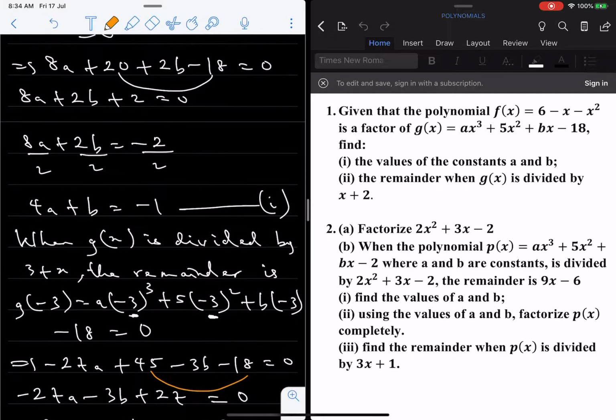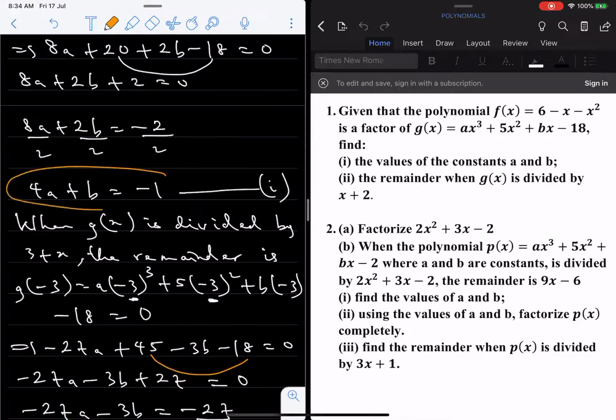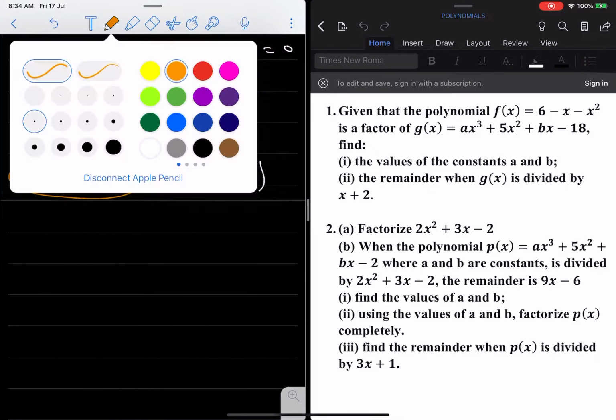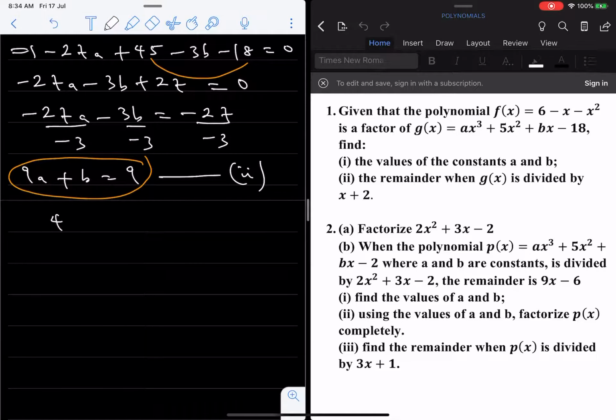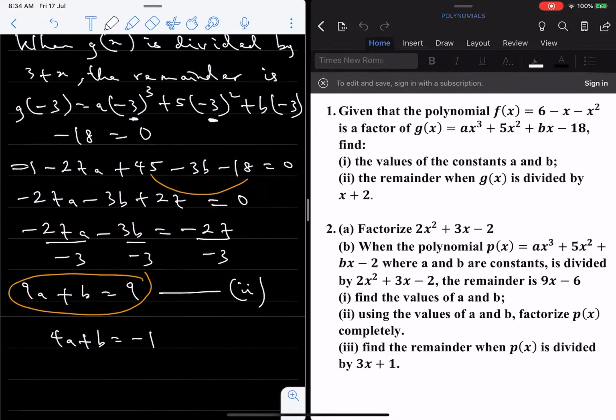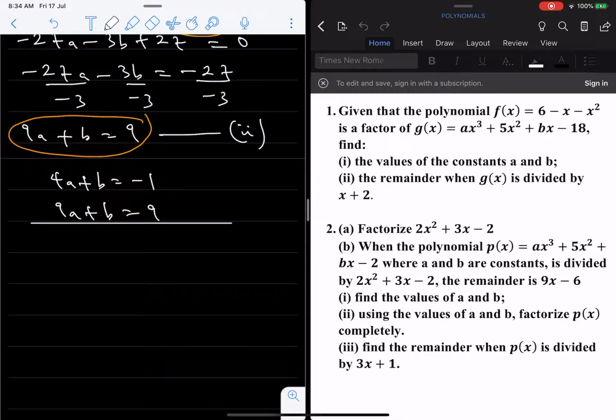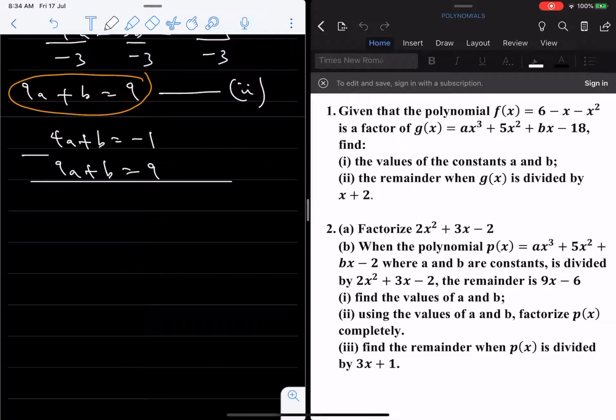Now we can solve equations 1 and 2 simultaneously. 4a plus b equals minus 1, that's equation 1, and equation 2, 9a plus b equals 9. We can simply solve by elimination because the coefficients of b in the two equations are the same. So we are subtracting equation 2 from 1.